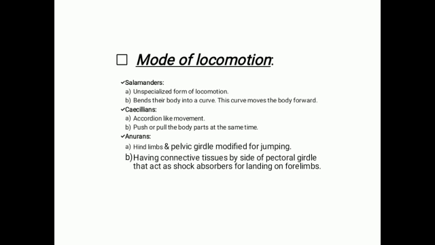Mode of locomotion. Salamanders, caecilians and anurans have different modes of locomotion. Salamanders have an unspecialized form of locomotion, bending their body into a curve. This curve moves the body forward. Caecilians have an accordion-like movement, pushing or pulling the body apart at the same time. In anurans, the hind limbs and pelvic girdle are modified for jumping.